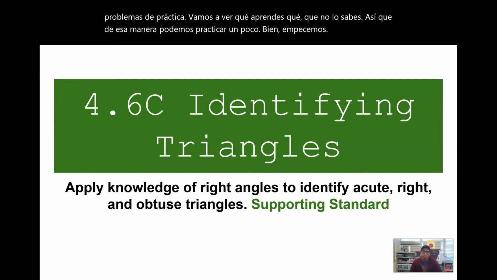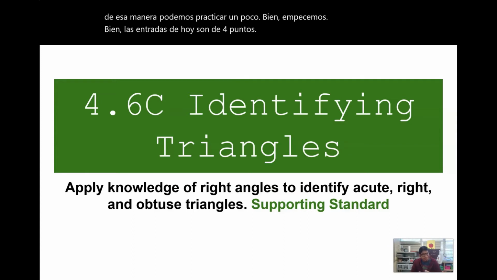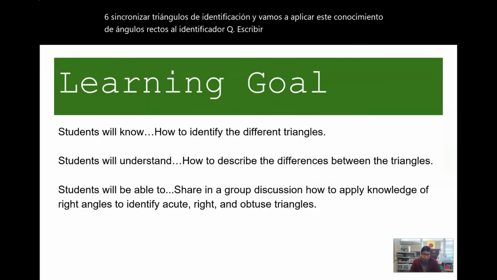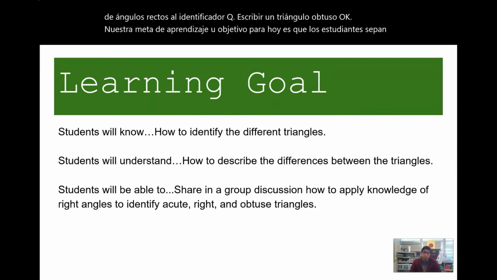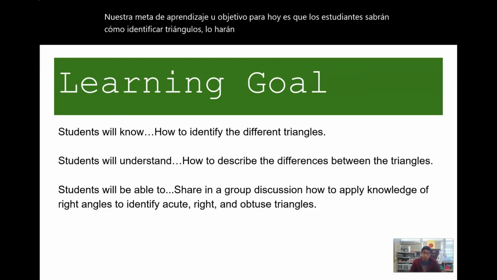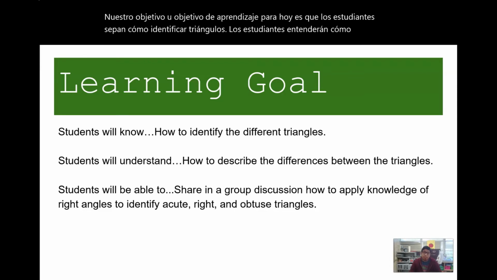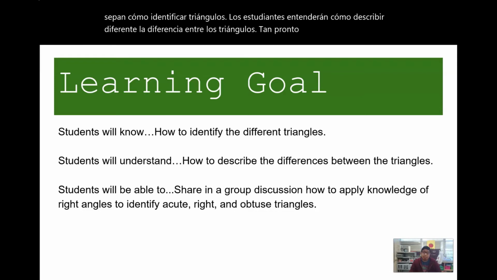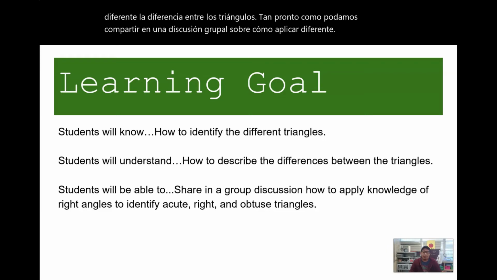Okay, so today's TEKS is 4.6C, identifying triangles, and we're gonna apply this knowledge of right angles to identify acute, right, and obtuse triangles. Our learning goal or objective for today is students will know how to identify different triangles. Students will understand how to describe the difference between the triangles. Students will be able to share in a group discussion how to apply knowledge of right angles to identify acute, right, and obtuse triangles.